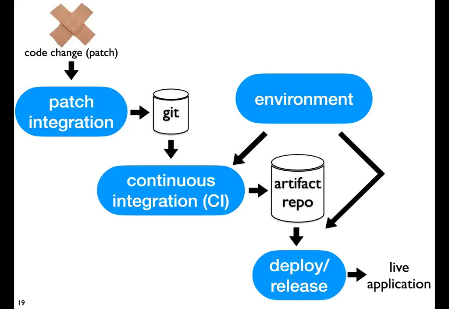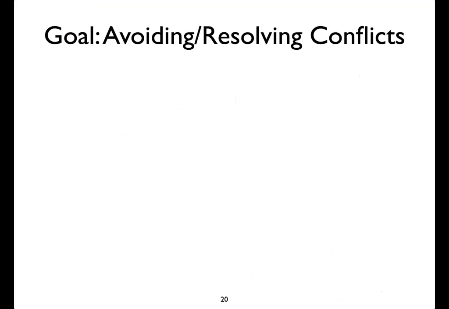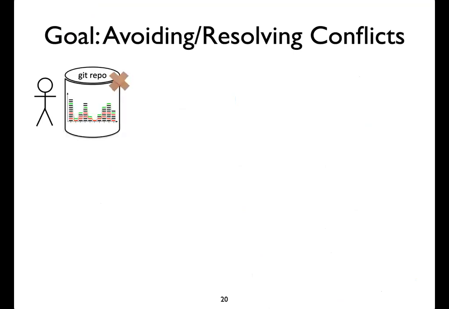Let's now look at these major steps and see what the main thing that happens there is, what the major challenge is. And then afterwards we check in the AI world whether it is still the case or whether it changed. All right, so let's start with patch integration. There, the goal is really avoiding and resolving conflicts, because you have your code change you did locally, and you want to get it into the next release of the system. And the question is how you do that.